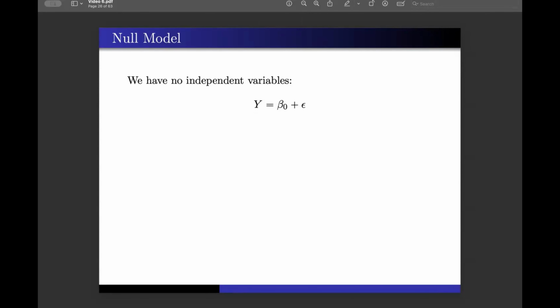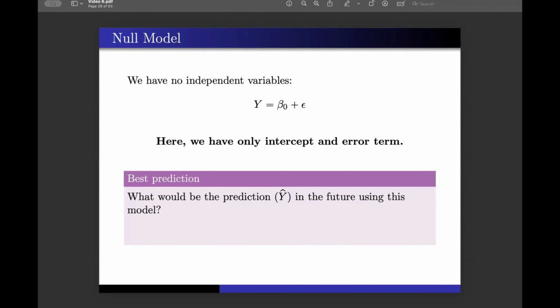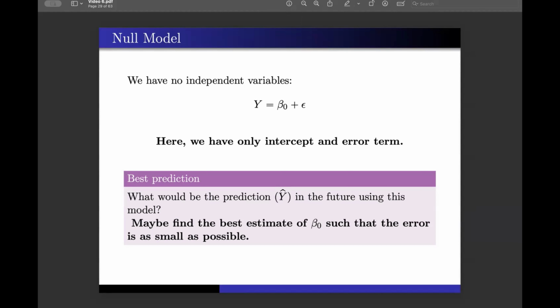So the model would just look like y equals beta naught plus epsilon. Only the intercept would be there. There would be no slope coefficient because there is no independent variable. So all we have is an intercept beta naught and an error term epsilon. And now, if I ask you what would be the best prediction for anything in the future using this model, the best prediction would be the best estimate of beta naught such that the error is as small as possible. And that's exactly the idea.